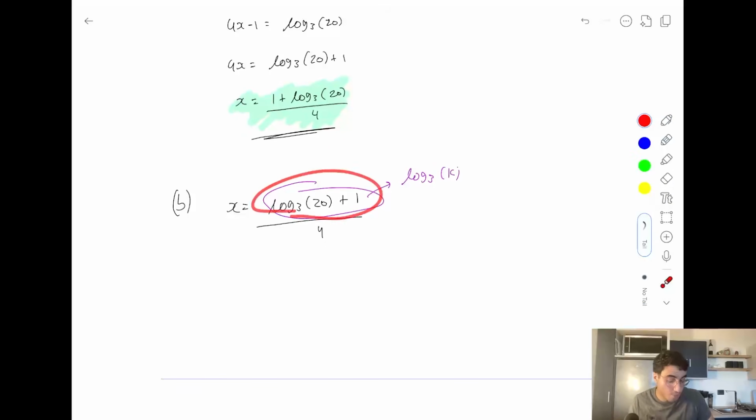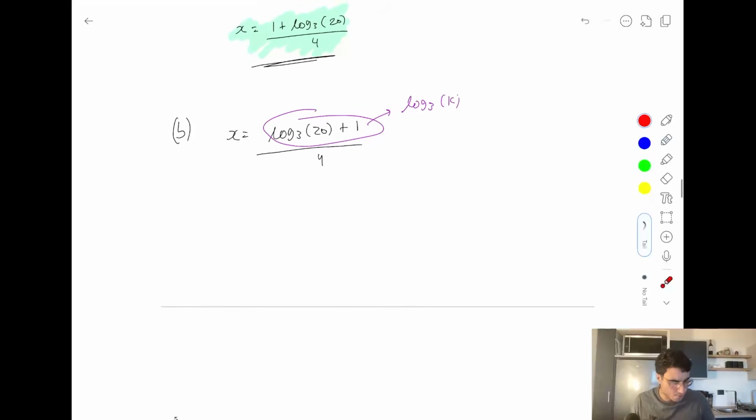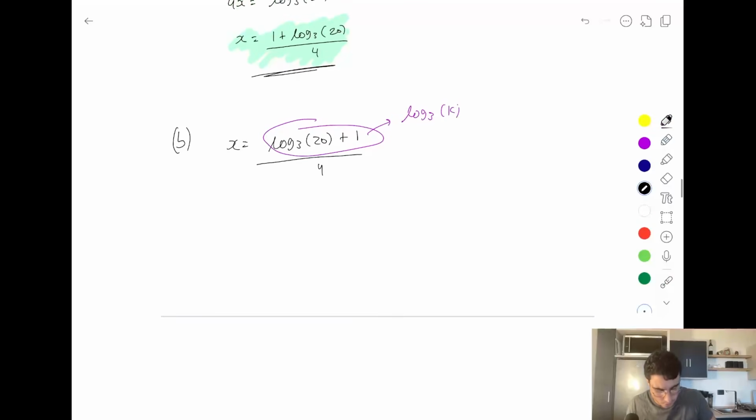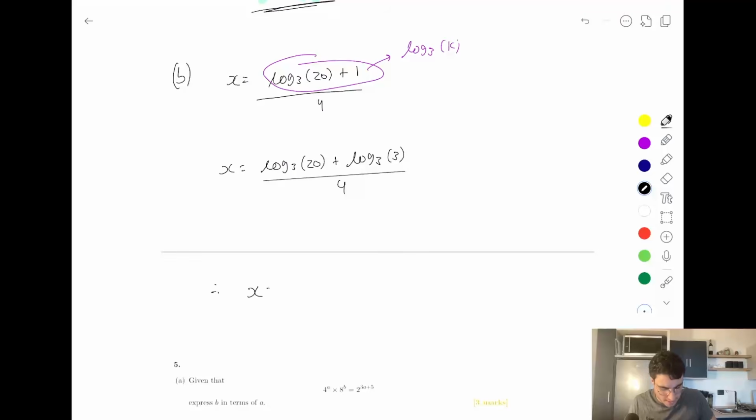Which means it must become 1 logarithm. Which means somehow this 1 must transform into something to give us that 1 logarithm. And I think you know the answer now. We need to transform it to log 3. Okay, which means that therefore x is going to equal log 360 over 4. Therefore k, why did I put 4 there? K is going to equal 60.